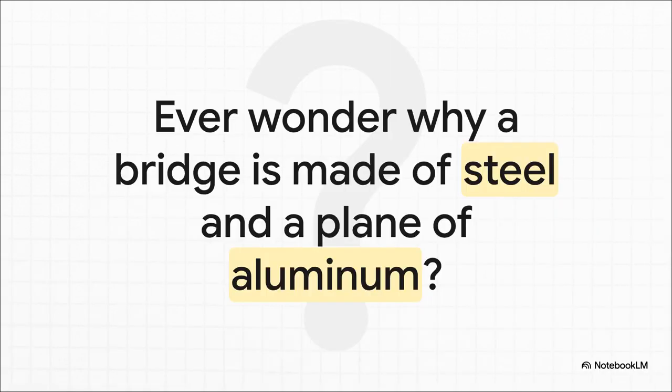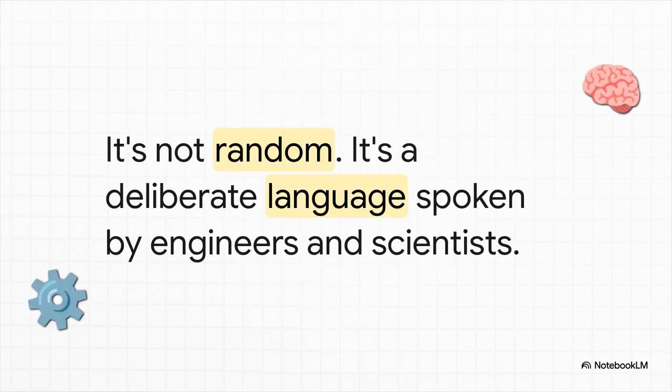It's a question you might have asked yourself. Why is that? Why can't we just build a plane out of steel? Or maybe a bridge out of aluminum? Well, the choices behind these incredible structures are definitely not just about what's cheap or what's easy. No, it's totally deliberate. It's a language, spoken by engineers and scientists. Every single material has its own unique set of characteristics, its own vocabulary. And choosing the right one means finding the perfect word to solve a very specific problem.